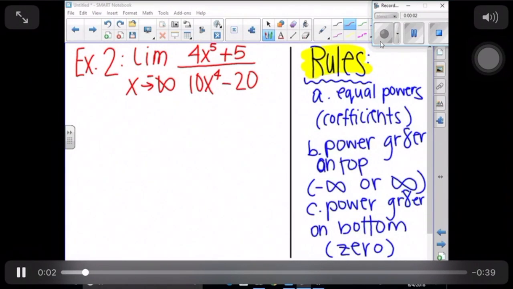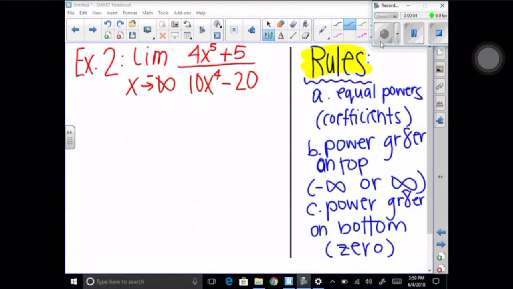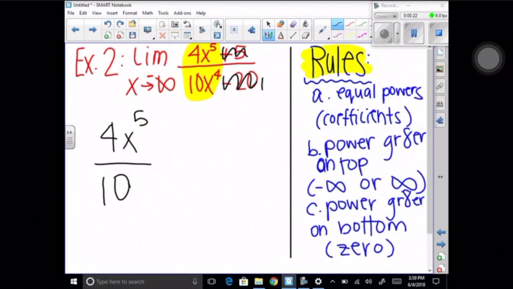Okay, for example 2, we are approaching negative infinity this time. Once again, you can just cross out everything that doesn't have the highest power, and these two have the highest powers. This time they aren't the same, as you can see: they are 4x to the fifth and 10x to the fourth, and the top has the highest power. If you look at our rules, when the power is greater on the top, the limit is either negative or positive infinity. In this case, it's negative infinity.